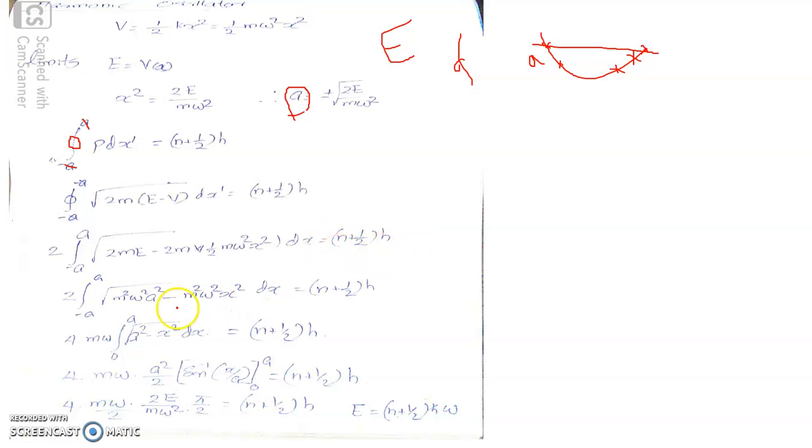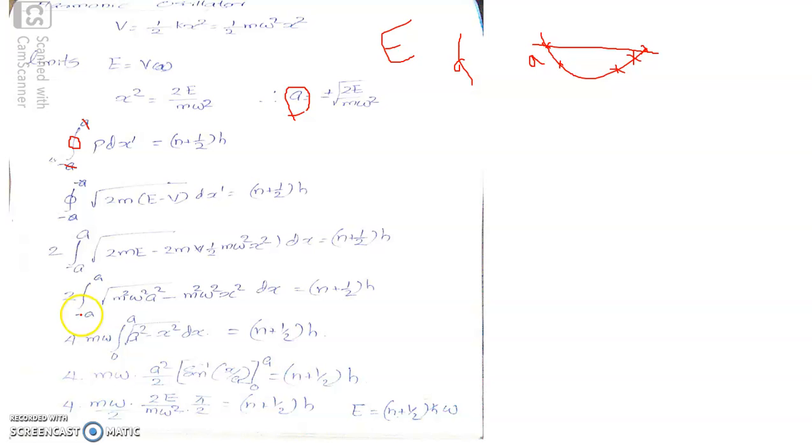The right side is retained. This is now twice the integral from minus a to a of 2m into E. E from this expression is nothing other than half m omega square a square, so we can put E as half m omega square a square. Half vanishes, m becomes m into m square omega square a square, minus 2 vanishes, m square omega square x square dx equals n plus half h.